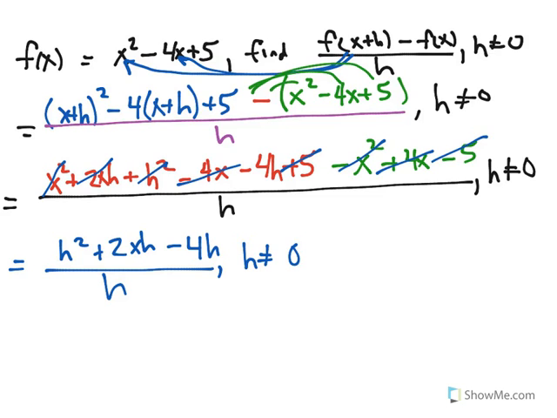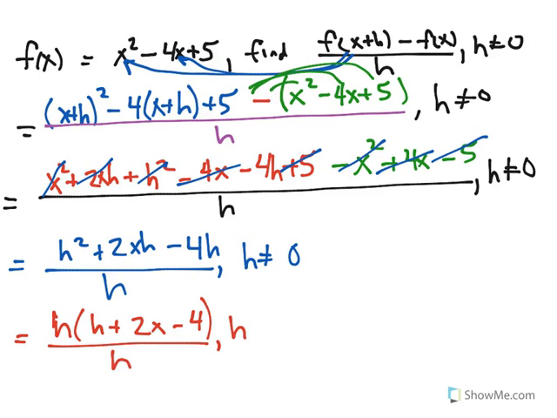Factor out an h, because everything on top has an h, so I have h times h plus 2x minus 4, all over h. H cannot equal 0, and if you notice, the h's cancel, and so what you're left with is h plus 2x minus 4, and h still cannot equal 0. And there you go.